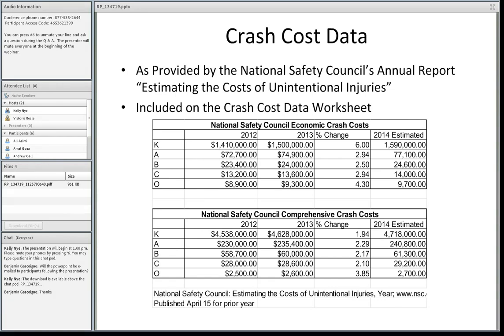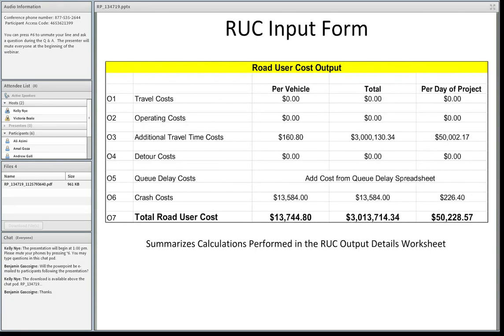And then here is the very last section for the road user cost input form. It is actually not an input section, it is the output section, so that everything that you could have, you could just print it off on an 8.5 by 11 sheet, and you would have all the information, all the data you entered, as well as all the cost output is on one sheet for you.